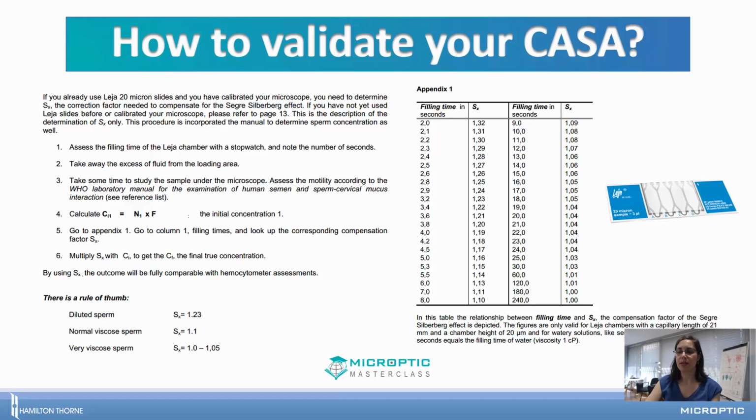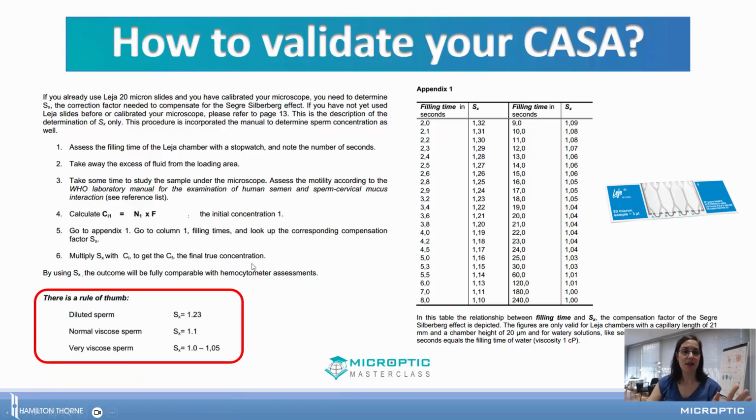The Leja manufacturer has performed a very nice study relating the time invested for filling the full chamber to the viscosity of the sample. Depending on the time required for filling the chamber, it is required to apply a higher or lower magnitude SS correction. You need to apply a correction factor to compensate for this accumulation of cells on the meniscus.